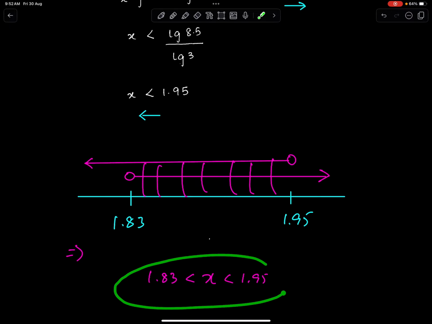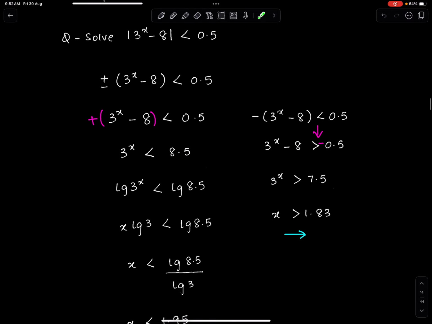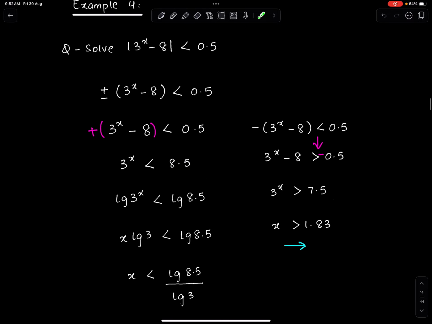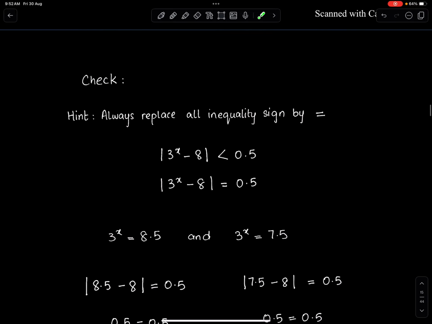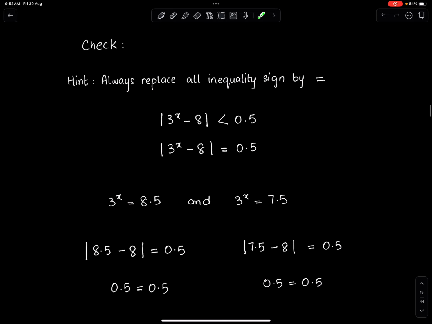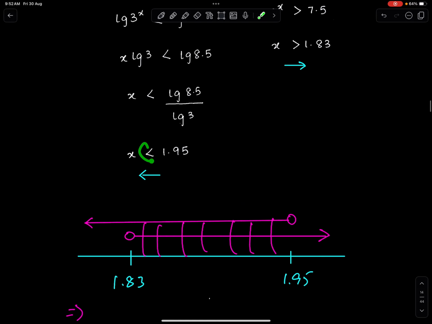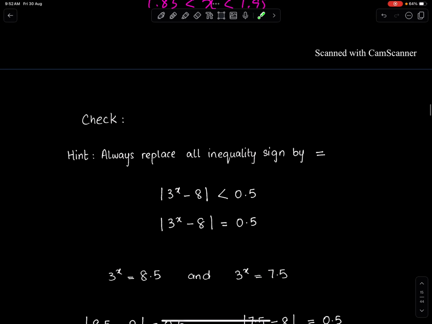But this is not the final answer. We have to check our answers with the original equation. In this case, when we do inspection, replace all inequality signs by equal signs. Remember, if you have to check your answers in inequalities, then always replace all inequality signs by equal signs. Replace this inequality by an equal sign and replace these inequality signs by equal signs as well.